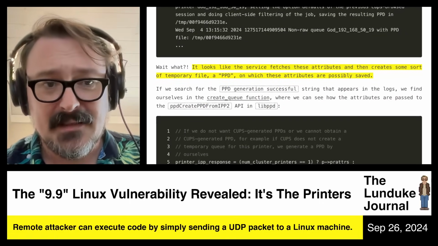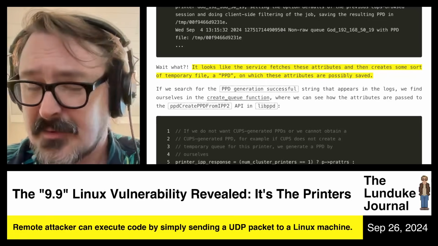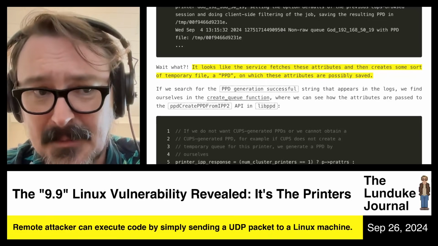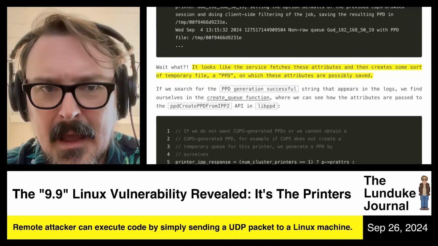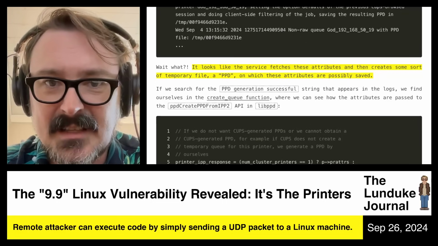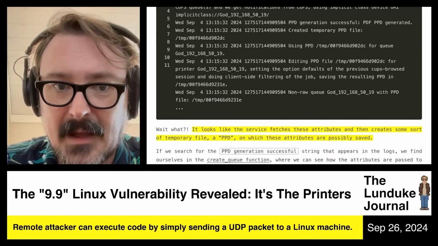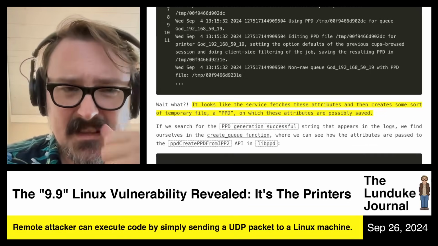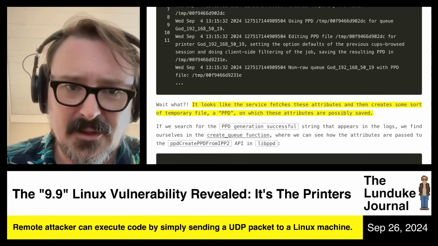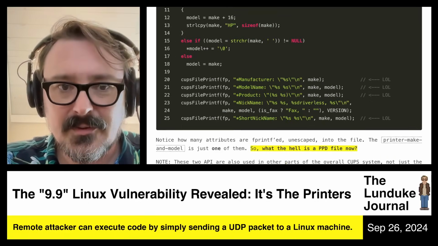And that's very, very crazy, right? That you can do that without any authentication from the end user. The end user doesn't get to choose it. You just send some packets at a machine unauthenticated, and you can add printers to that machine. And he goes on to say, it looks like the service fetches these attributes when it creates some sort of temporary file. The attributes he was pointing out were saved in a PPD file. So he's like, okay, so I can send some attributes for a printer, it's added into a PPD file that's saved locally on the user's machine.